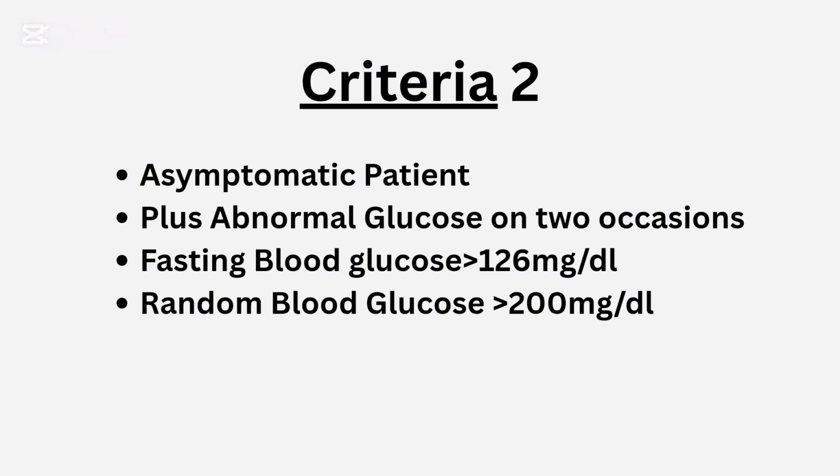abnormal venous glucose on two different occasions. Abnormal venous glucose is the same: fasting is greater than 126 milligram per deciliter and random is greater than 200 milligram per deciliter. Third criteria is HbA1c.